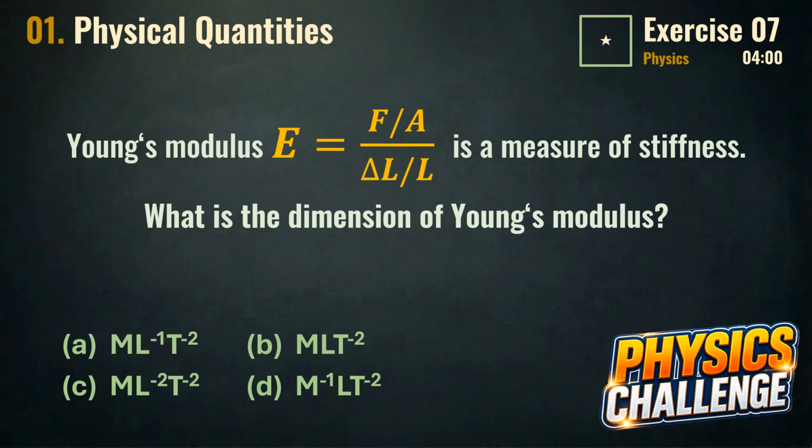Why can rubber be deformed so easily, while steel resists deformation much more strongly? This material property is described by Young's modulus. In this exercise, your task is to determine the dimension of Young's modulus.